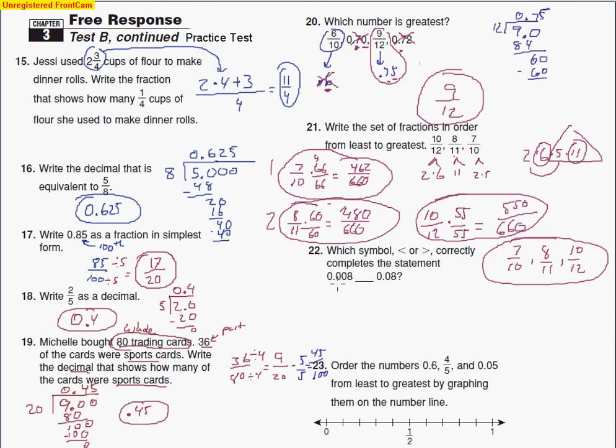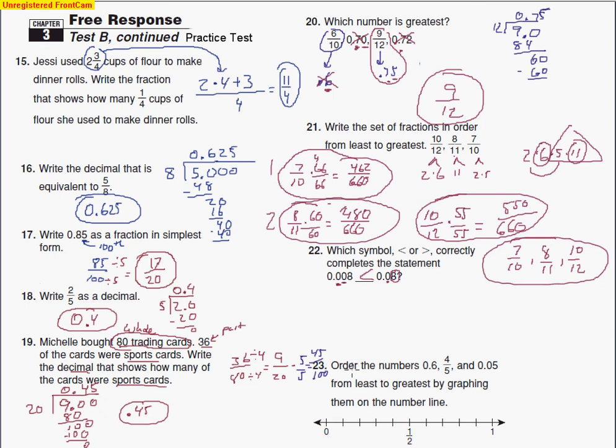So we look at place values. Here's the tenths. They both have 0, so that's the same so far. Then we go to the hundredths. See, this one's 0, this one's 8. This one is larger. And so that tells us this number is larger than the other. So 8/100ths is larger than 8/1000ths.